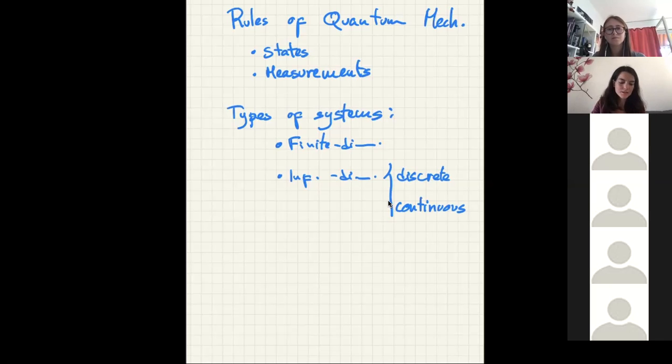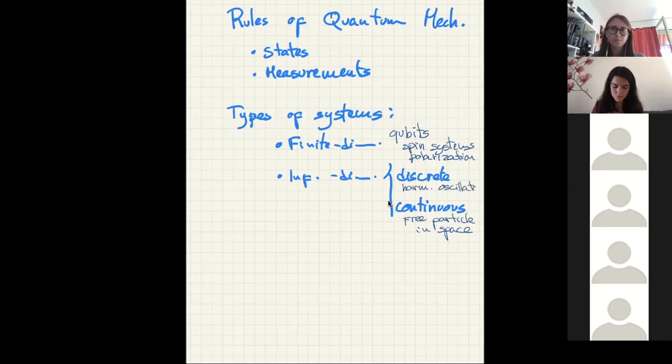Some examples of this are qubits, spin systems, or polarization degrees. An example of a continuous variable could be just the position of a free particle in space. A discrete one could be, for example, the harmonic oscillator, of which we'll see many examples later on in the course.